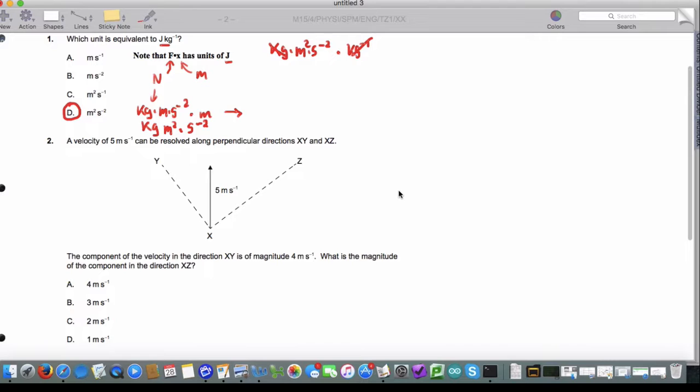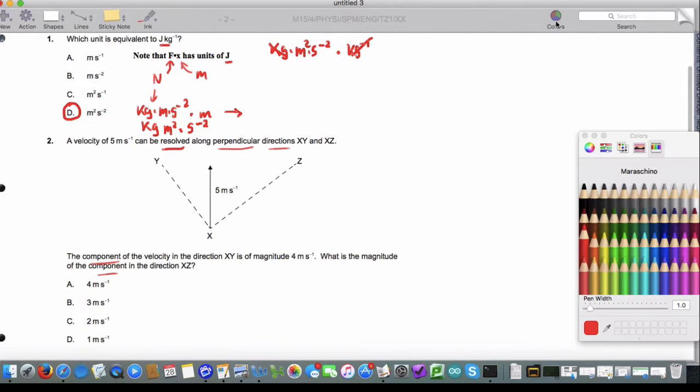Now let's take a look at question number 2. This is a vectors question. I know because we have the word resolve, the word perpendicular, directions, components. All those words give me clues that we're talking about vectors. So here's the deal. We're told that we have one component here, which is the xy direction, along here. That is 4 meters times seconds to the -1.